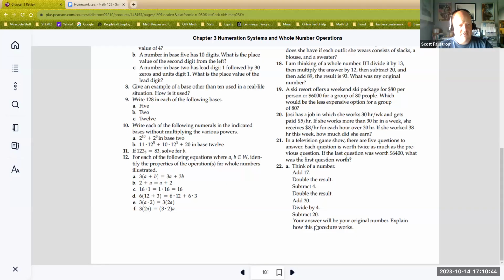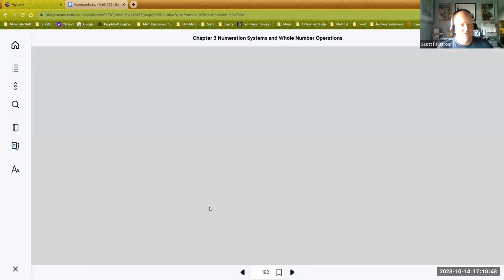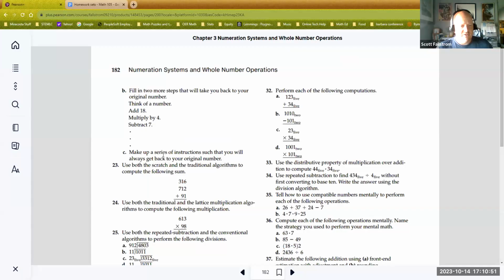22. C was the first one. So there's 22A. Let's jump forward. 22B, 22C. Make up a series of instructions such that you will always get back to your original number.